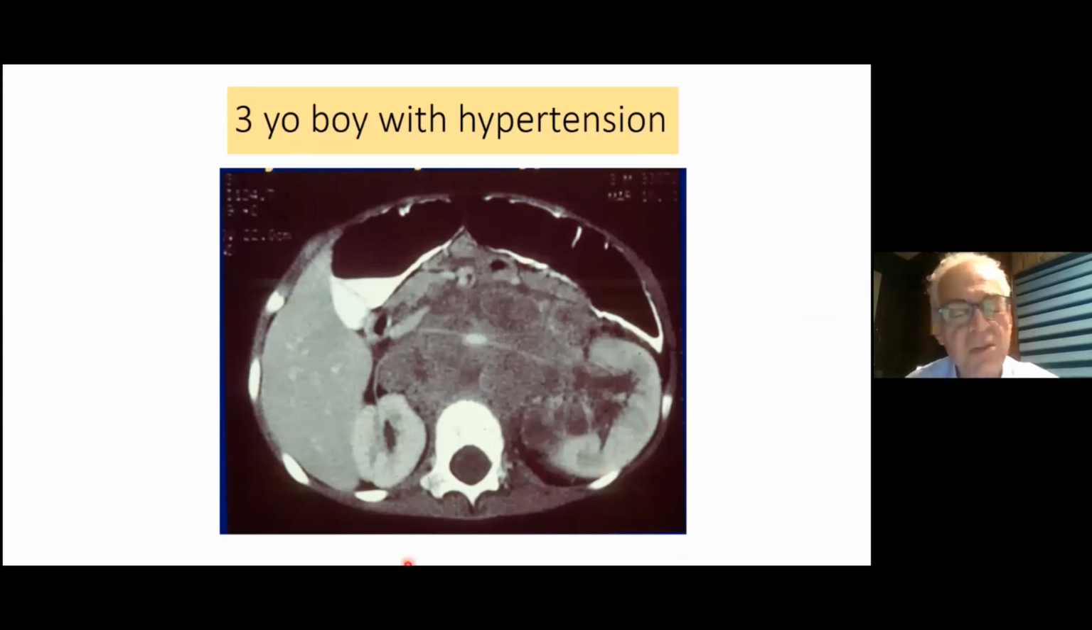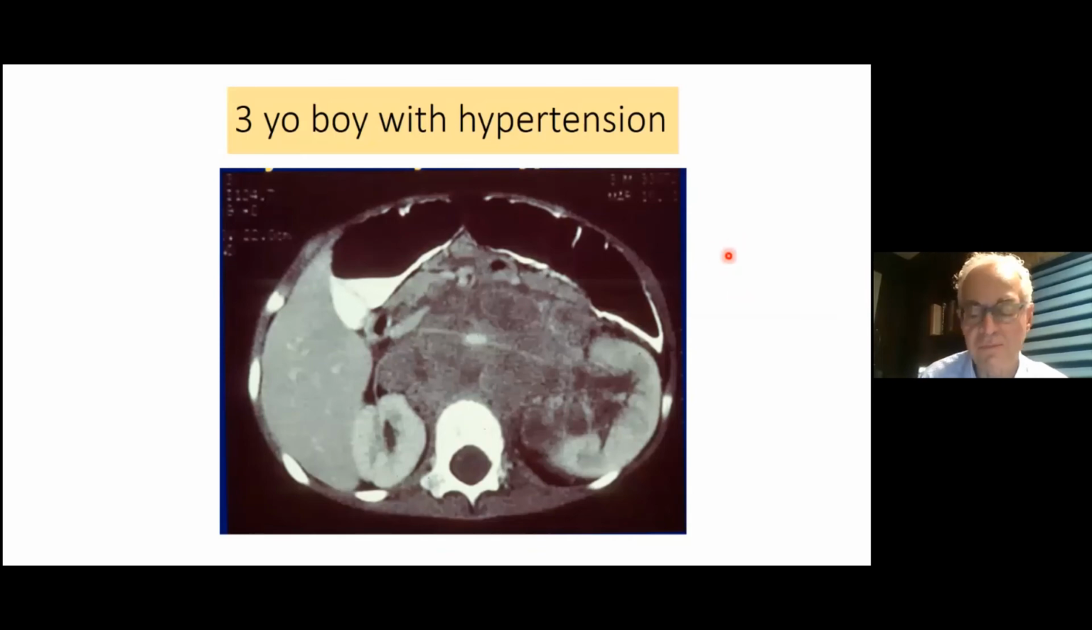And Wilms tumor patients tend to be mostly asymptomatic. They get these large masses and they walk in and they look like normal, healthy kids. Neuroblastoma kids are sickly, they have hypertension, they look sick, and they can have these huge masses across the midline, encasing the aorta in this case. Really bad case.